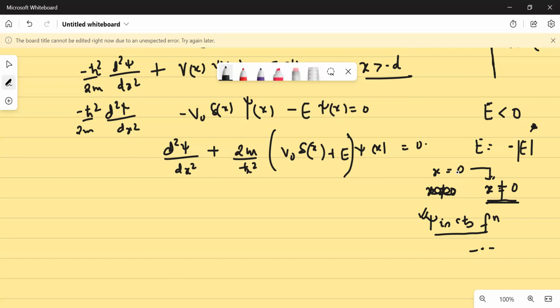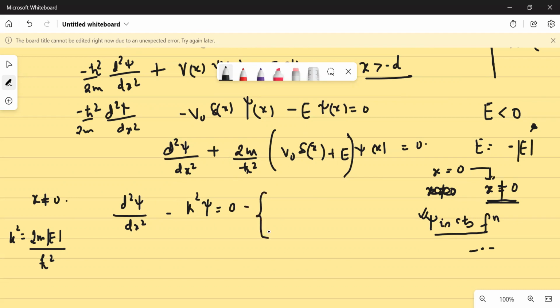So at x equal to 0, I cannot find the solution, so I'll go for x not equal to 0. If x is not equal to 0, then this term will be 0. So overall, this differential equation becomes d square psi upon dx square minus k square psi equal to 0, where k square would be equal to 2m modulus of E divided by h bar square. Instead of E, you just write minus modulus of E, so this will be minus 2m modulus of E upon h bar square. That particular thing you have written as k square.